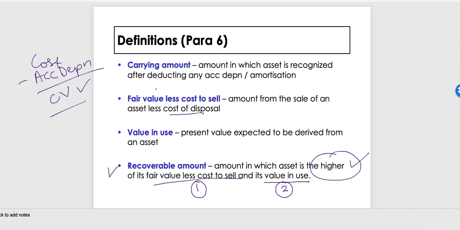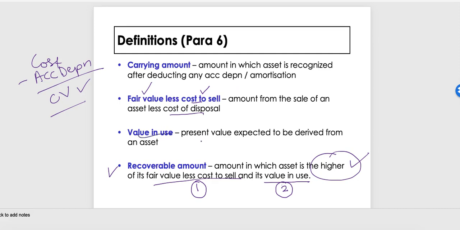Okay, what will be the selling price out there? And how much do I have to pay in order to sell this asset? So cost to sell could be the commission that you pay to the salesman, could be the advertising cost. So the net figure will be the fair value less cost to sell. And what is value in use?